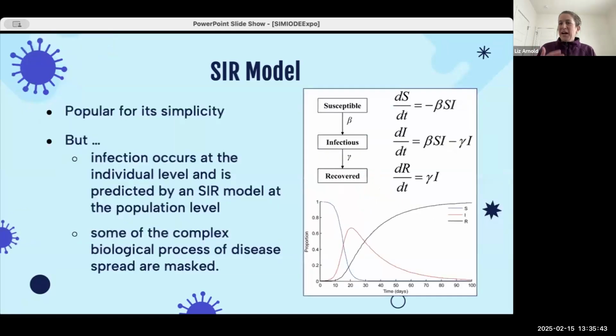Okay. So like I said, I really value the SIR model because it's very popular for its simplicity, but also it's very popular for the possibilities to expand upon this SIR model.